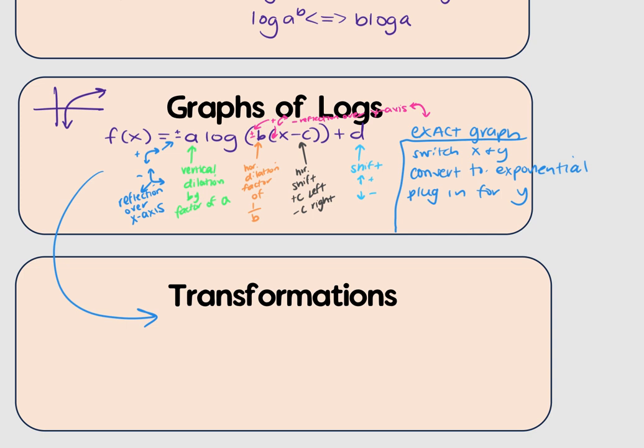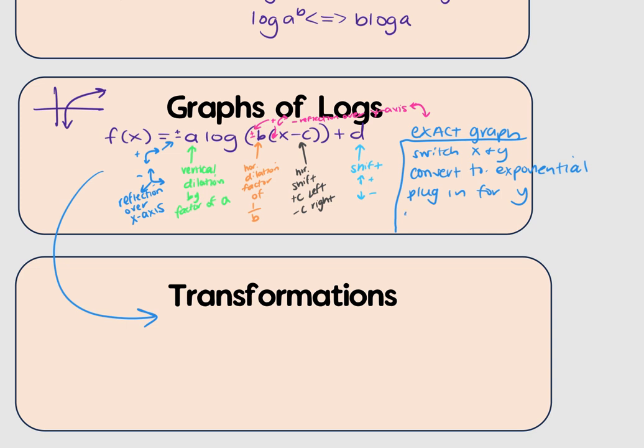The pink is if the B or the X is negative, it flips it over the y-axis. It's a reflection over the y-axis. You can either have it on the B or on the X. So if there's a negative on the front or there's a negative on the X, both of those would flip it over the y-axis.